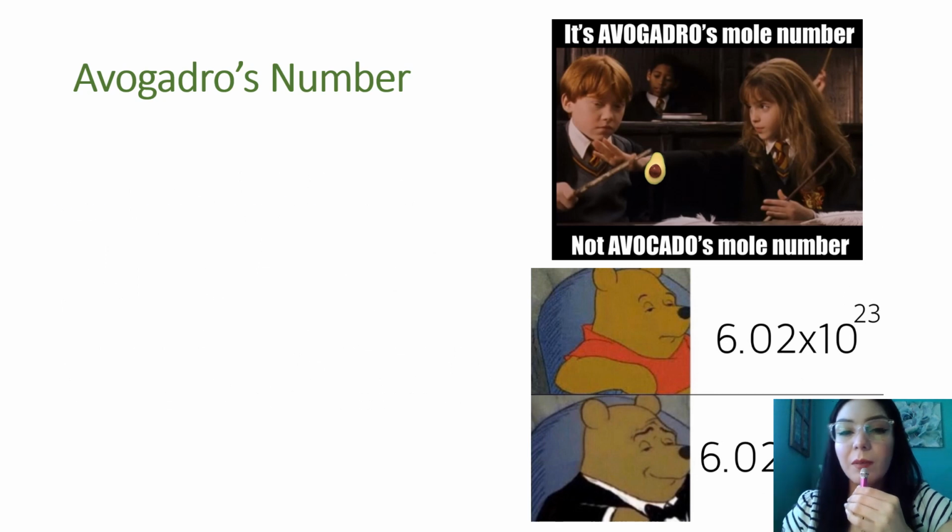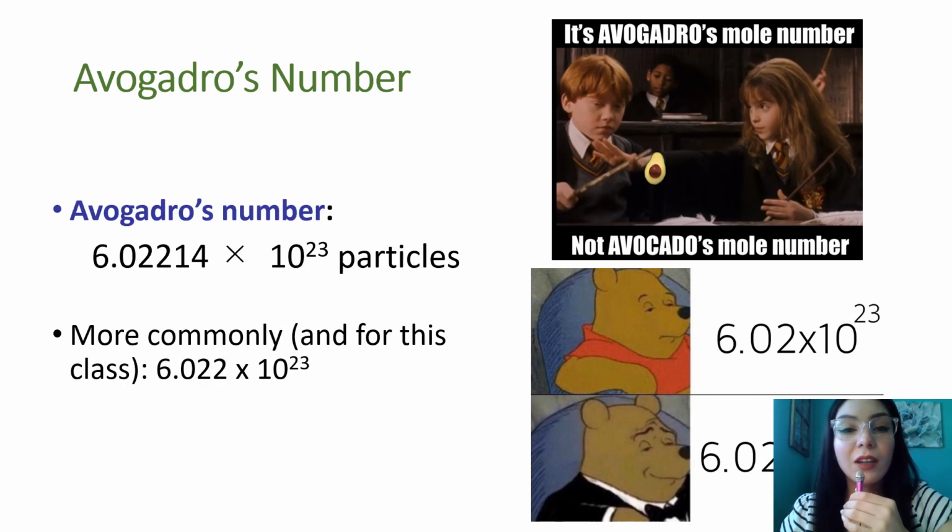Okay, so now let me tie it together. I talked about this number, but I want to talk about how the name is Avogadro's number. Remember, scientists are lazy. Instead of sitting there and saying 6.02214 times 10 to the 23rd, we would just say Avogadro's number. So just know that anytime I say Avogadro's number, this is the number I mean. Specifically for this class, we can shorten it. We can just use 6.022 times 10 to the 23rd.